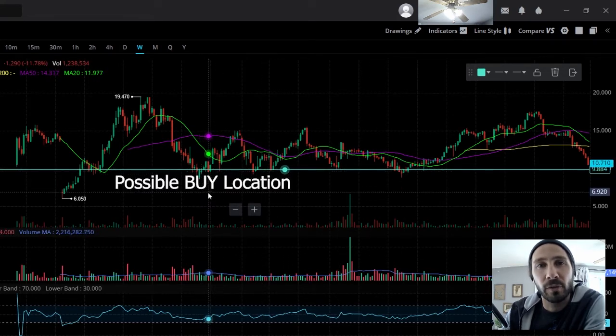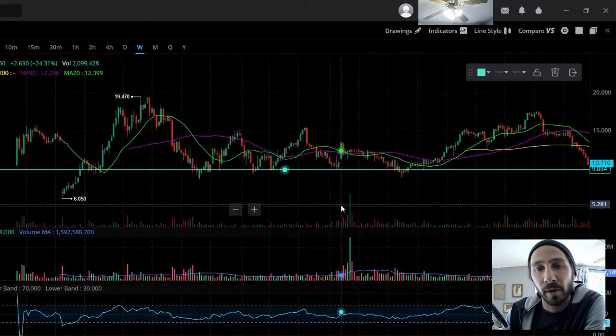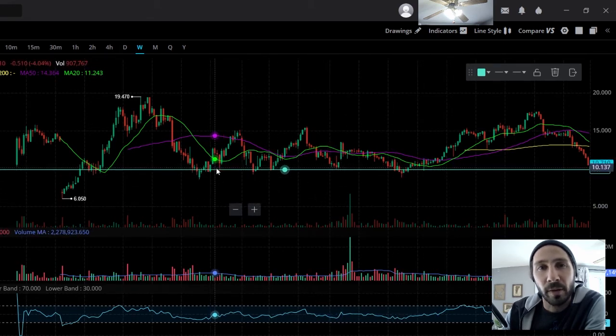You're also going to want to use a higher time frame because support on higher time frames are more significant than supports on lower time frames. So you'll notice that we have multiple touches going on. The price seems to be respecting this area. It seems like people want to buy there.